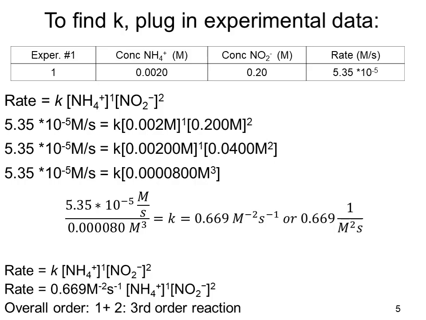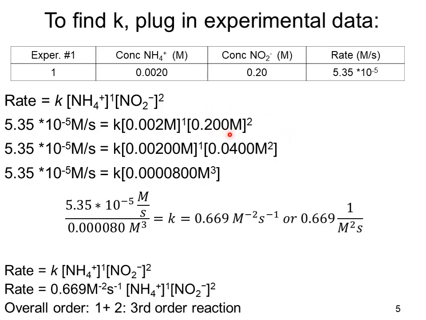Okay, so now that we know the order of these two reactants, what we're going to do is put in concentrations for both chemicals. So we're trying to find the rate constant still. I'm going to pick one trial. I just picked the first one. Plug in our rate, plug in our two concentrations.